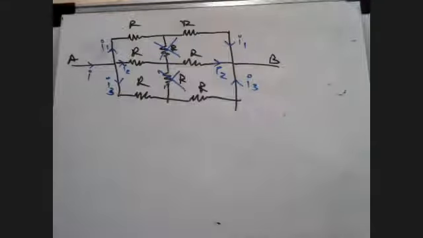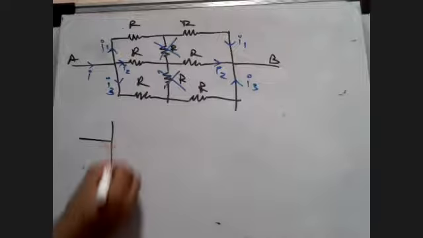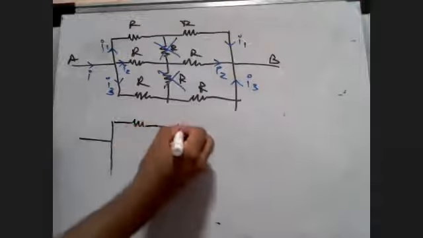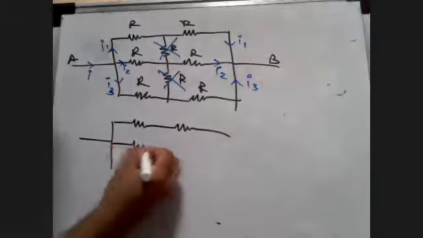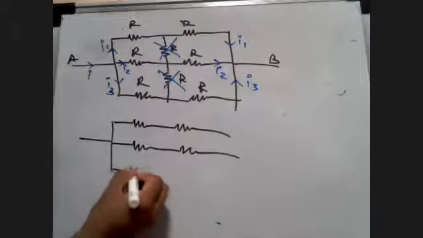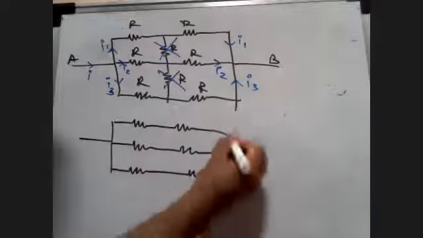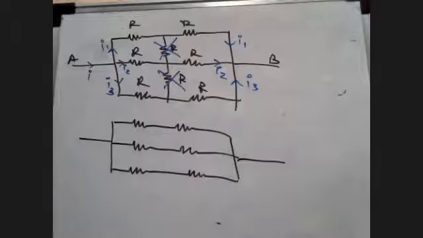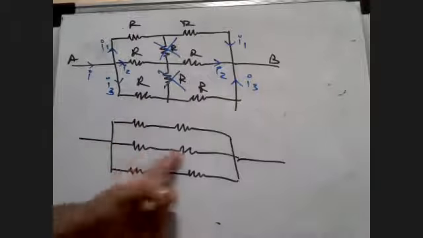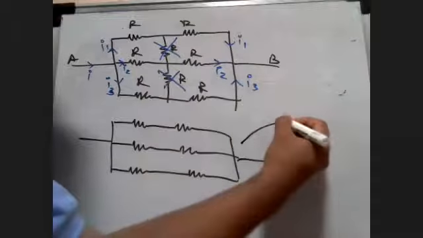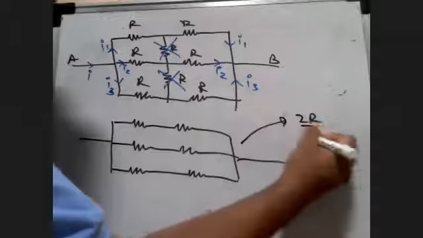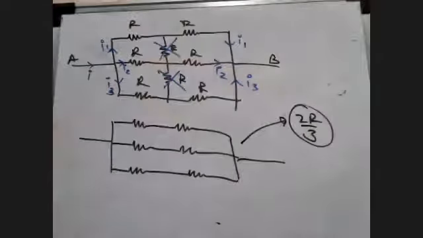So now can I redraw this circuit? What will I get? Two resistors in series here, two resistors in series here and two resistors in series here. Isn't this what I will get? So again, what is my answer? 2R, 2R, 2R, by 3, so again you will get 2R/3. This is my R equivalent. Let's look at another problem.